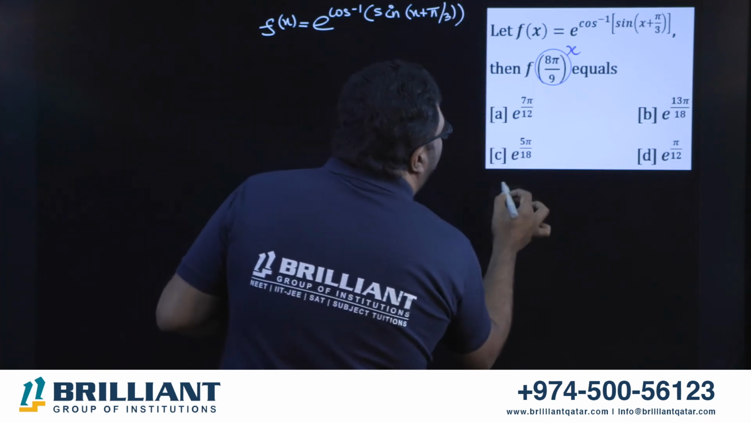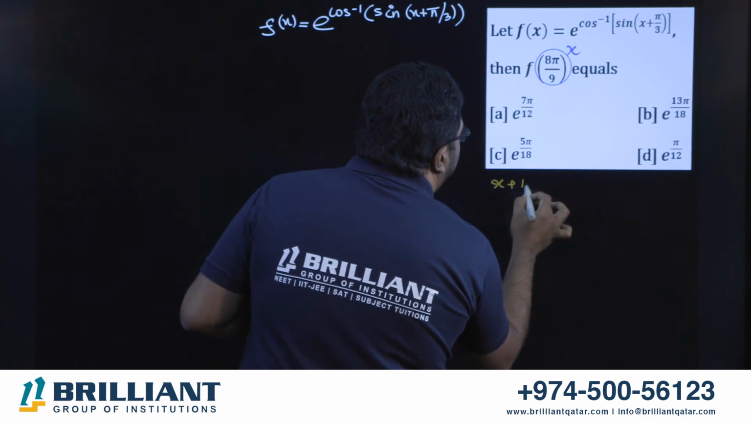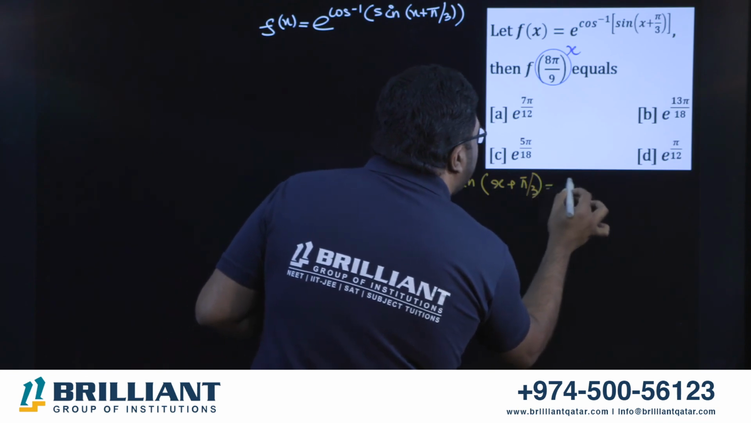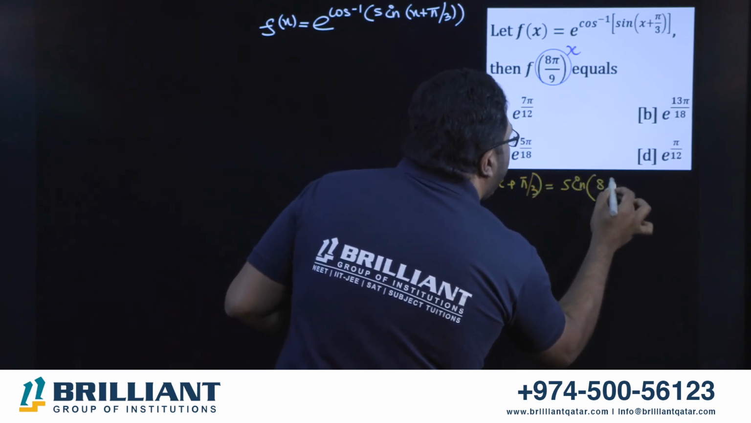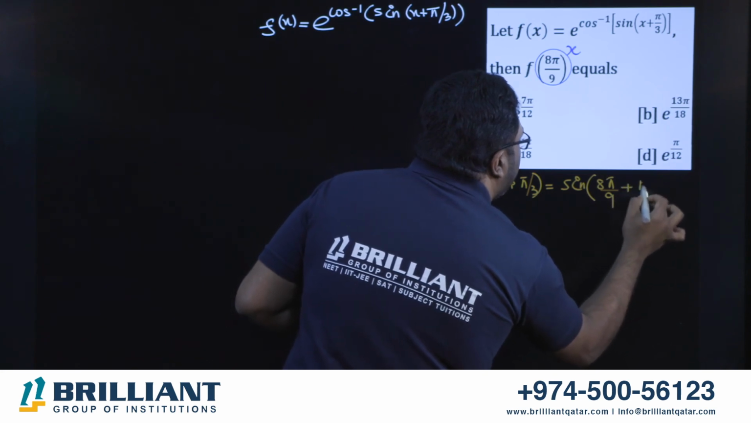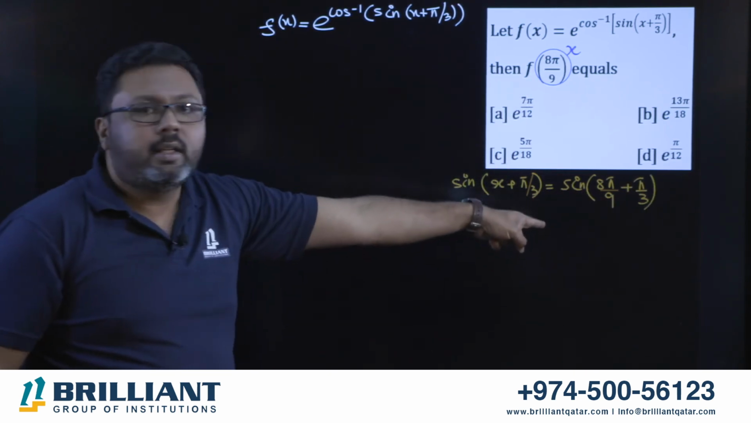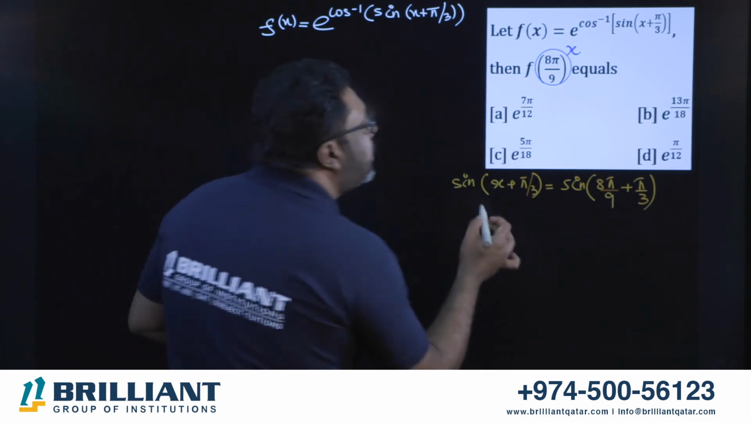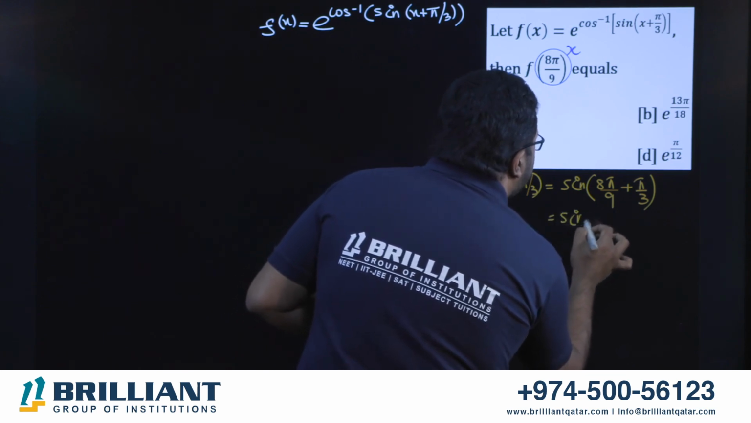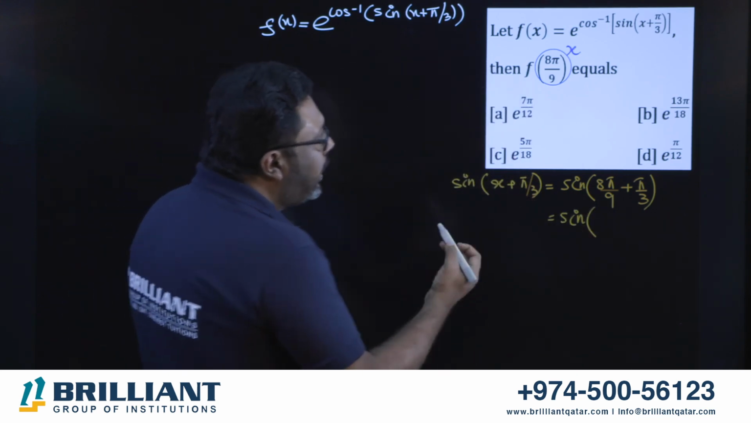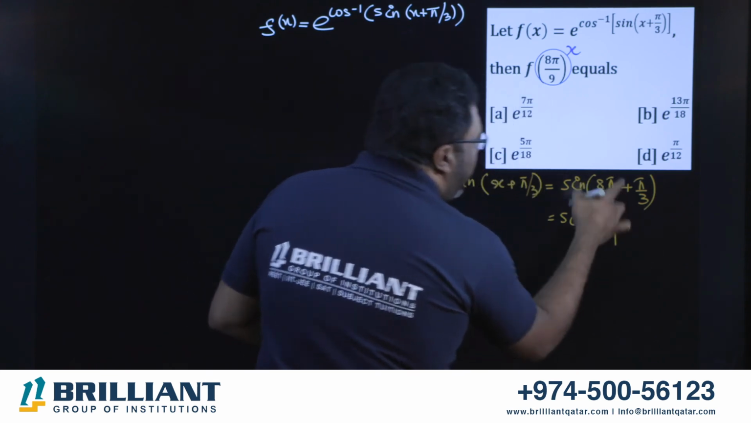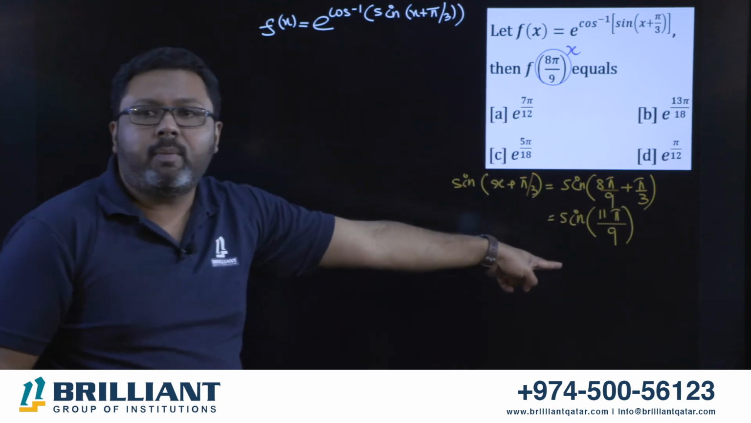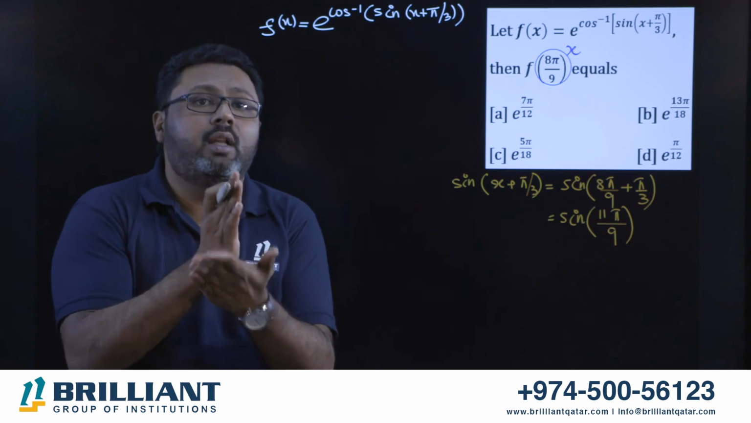So let's consider sine of x plus pi by 3. That is equal to sine of 8 pi by 9 plus pi by 3. Simplify this. LCM is 9, yes. So it's going to become 8 pi plus 3 pi, 11 pi by 9. I have again taught you, reduce it.